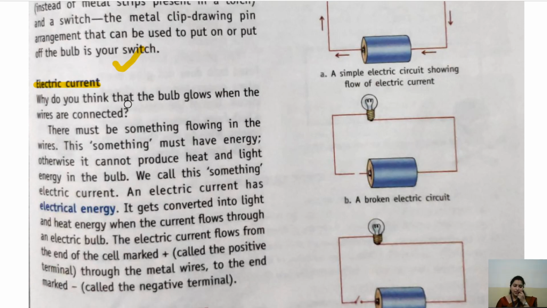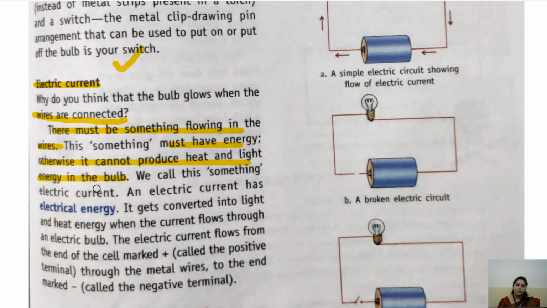So why do you think that bulb glows when the wires are connected? Why? There must be something flowing in the wire. Yes, there must be something that is flowing in the wire, and that is why the electric bulb is glowing, isn't it? If we just put off the wire or if we don't add an electric cell to it, the bulb will not glow. Getting my point? So this something must have energy. Otherwise, it cannot produce heat and light energy in the bulb.